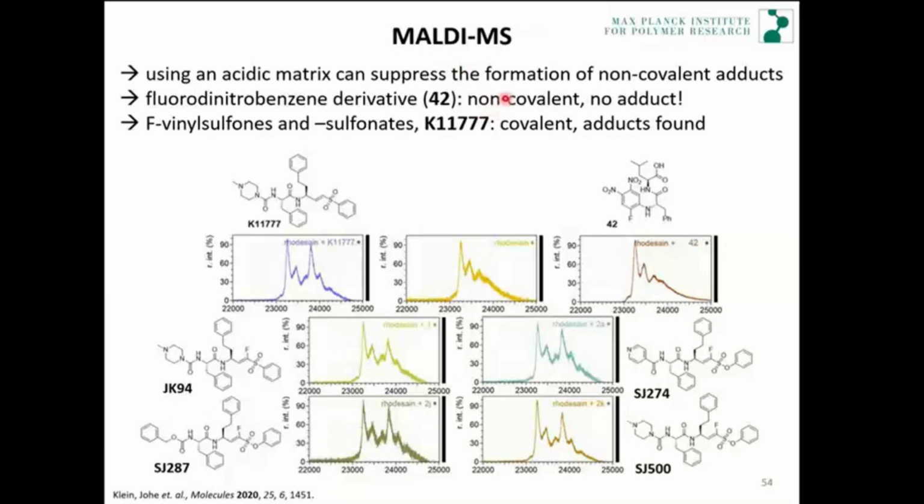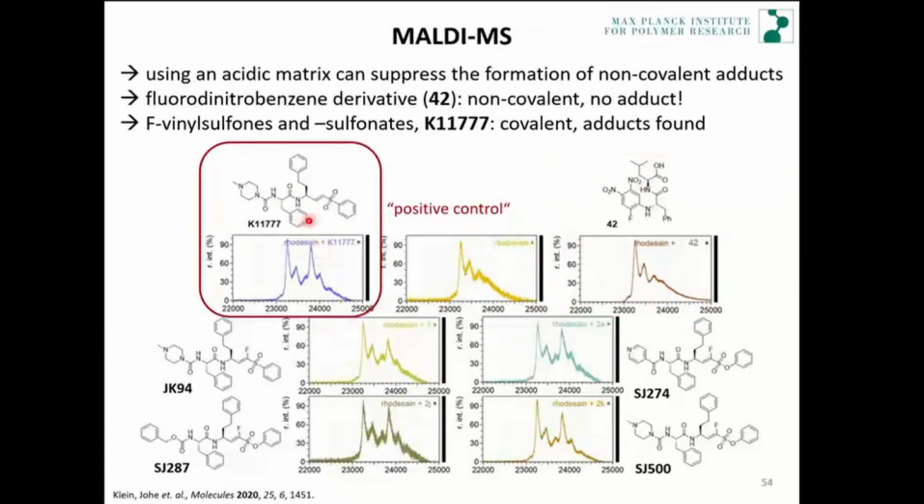Well, it's all about the matrix that you're using, and in our case, we use an acidic matrix, cyanopidic acid, and this matrix can disrupt salt bridges between the non-covalent inhibitor and the enzyme, and therefore suppress the formation of non-covalent adducts. So in the picture, you can see in the top row in yellow in the middle, there we have Rhodesain as a control, and on the top right, you can see again compound 42, the electrophilic heterine, which does not form an adduct in this case.